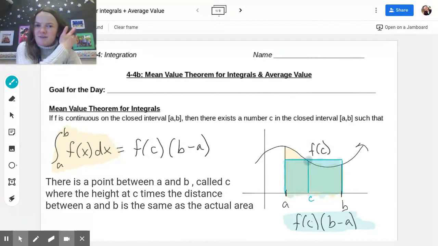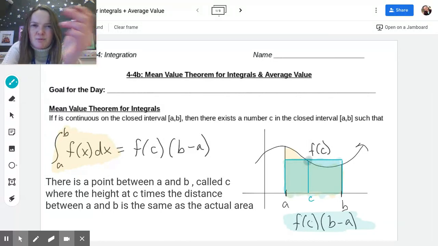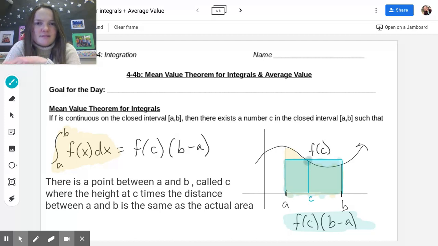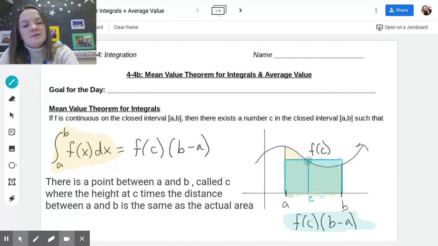So basically, the mean value theorem for derivatives says that, provided that a function is differentiable and continuous, the slope of the tangent line has to equal the slope of the secant line at some place on the graph. This one just requires that the function is continuous. Provided that the function is continuous, I know that the area under the curve is the same as the area of some rectangle under the curve that has height f of c.